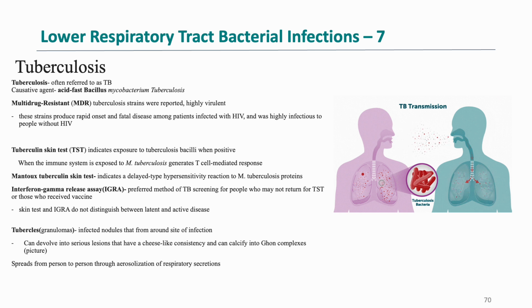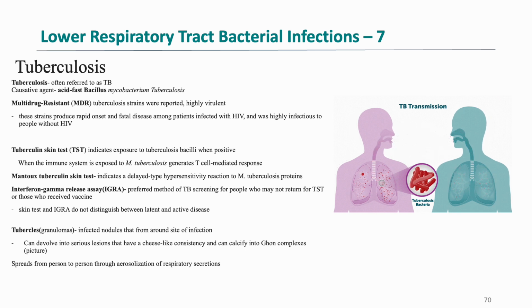So, one way that we test for tuberculosis is a tuberculosis skin test, which indicates exposure to tuberculosis bacilli when it's positive. So the acid-fast bacteria, Mycobacterium tuberculosis, have a gram-positive cell wall, but they can't be gram stained because 60% of their cell wall is a lipid, and that's why we use the acid-fast stain instead of a gram stain.